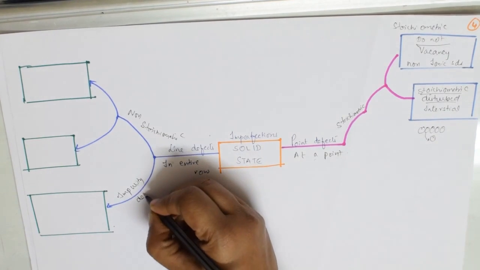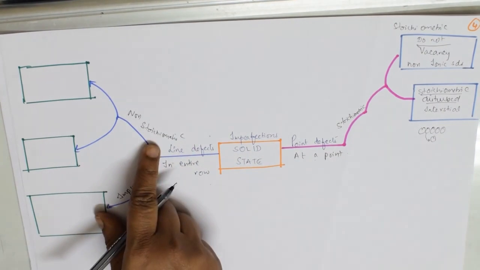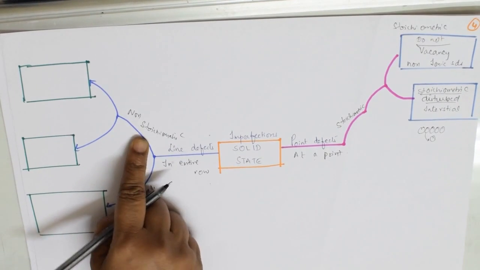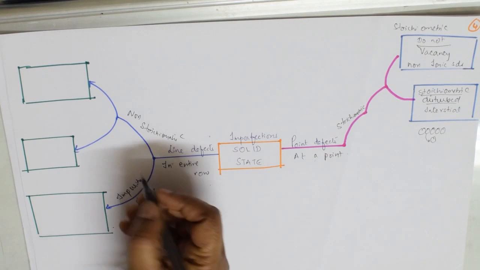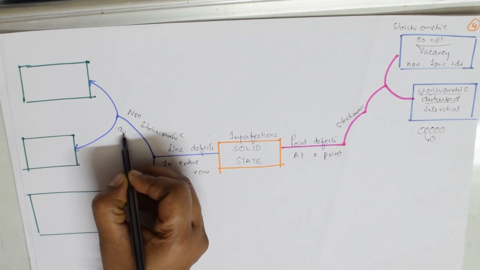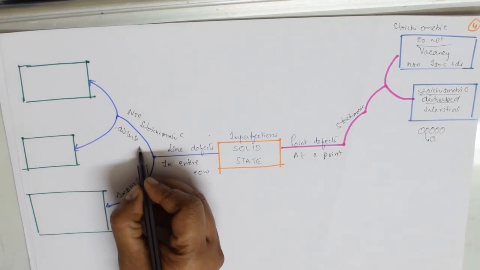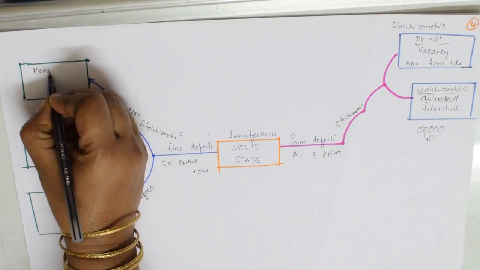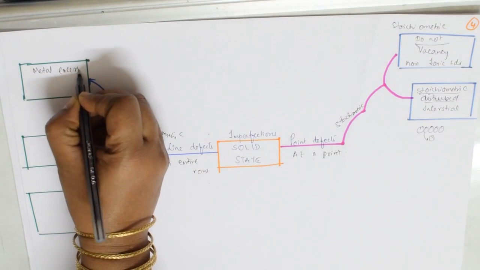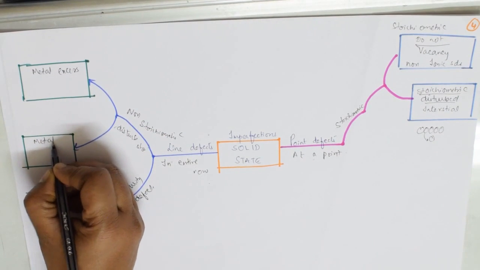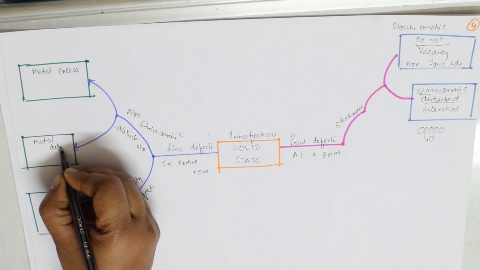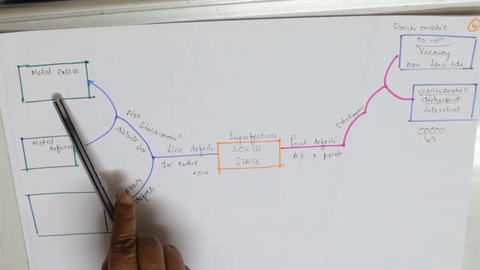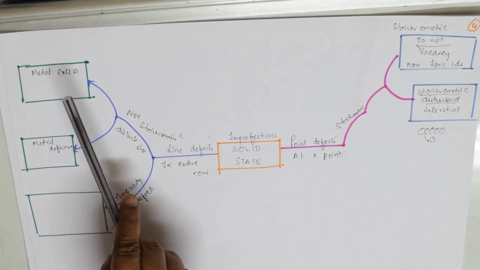When I speak about the non-stoichiometric defect, it is again of two types. What do they do in non-stoichiometry? They disturb the stoichiometry. It is again of two varieties, that is metal excess defect and metal deficiency defect. So here in metal excess defect, what happens? Why? Due to anionic vacancy.